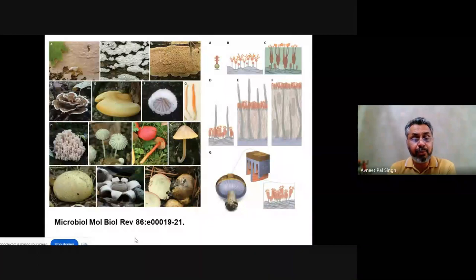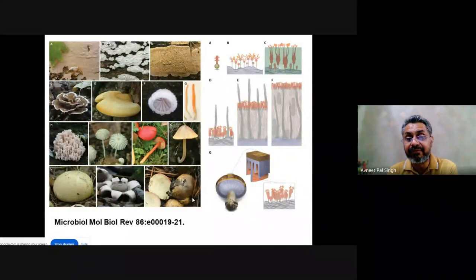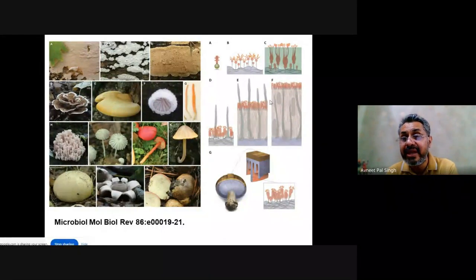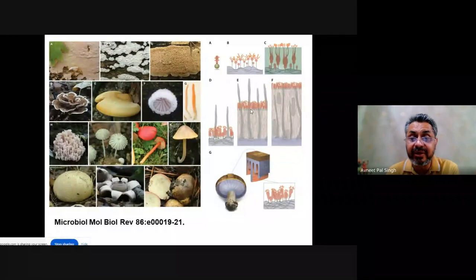Now, this is a beautiful review article that was published recently in Microbiology and Molecular Biology Reviews, which has arranged, just see on your left, from this sheet-like fructification to this very peculiar form of fructification. This is how their arrangement varies as far as evolution is concerned. This is the group which we call corticoid fungi, where the hymenium is naked. There is no layer present around the hymenium. We call them gymnocarpic fructifications.